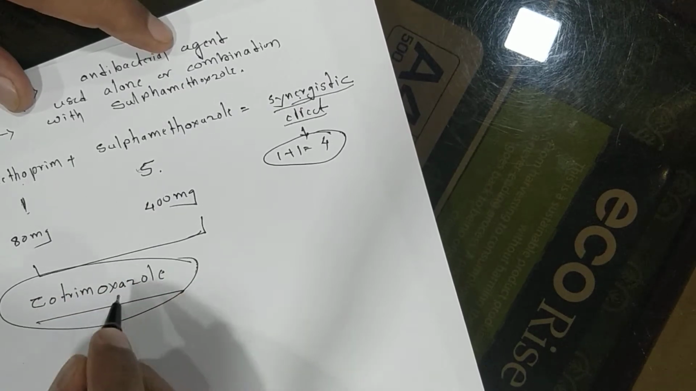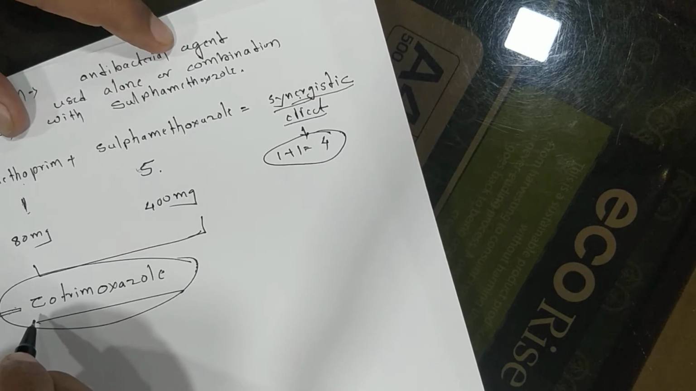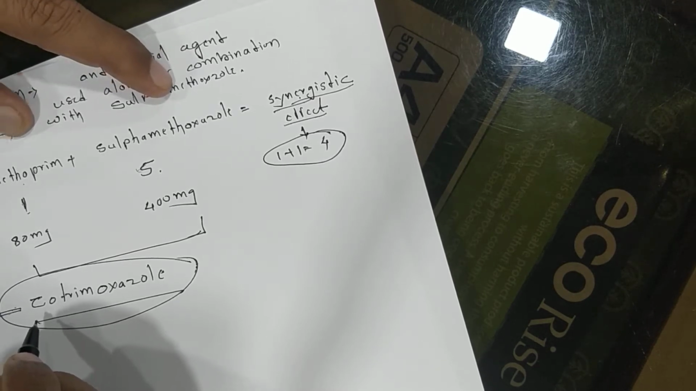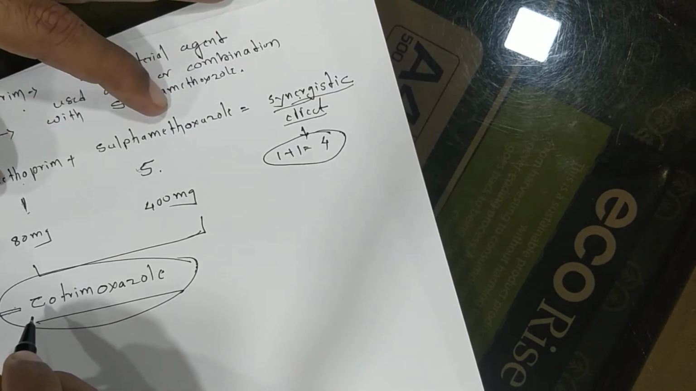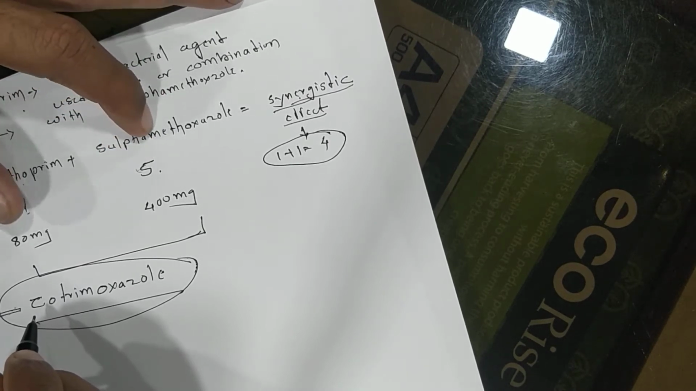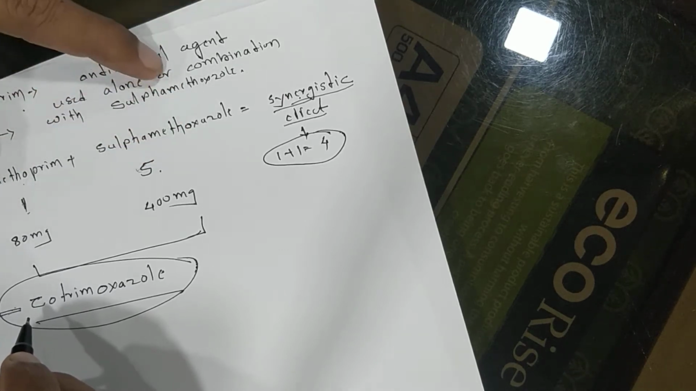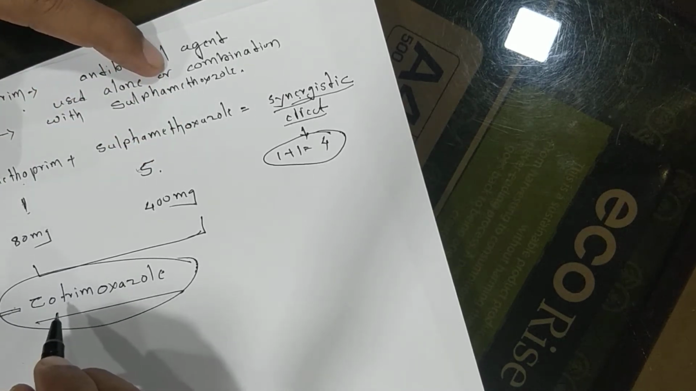Write a note on cotrimoxazole. It is a combination of trimethoprim and sulfamethoxazole. It gives the synergistic effect. It is used in the ratio 1:5. For example, 80 mg of trimethoprim and 400 mg of sulfamethoxazole. Such a combination is called cotrimoxazole. They are commonly used.